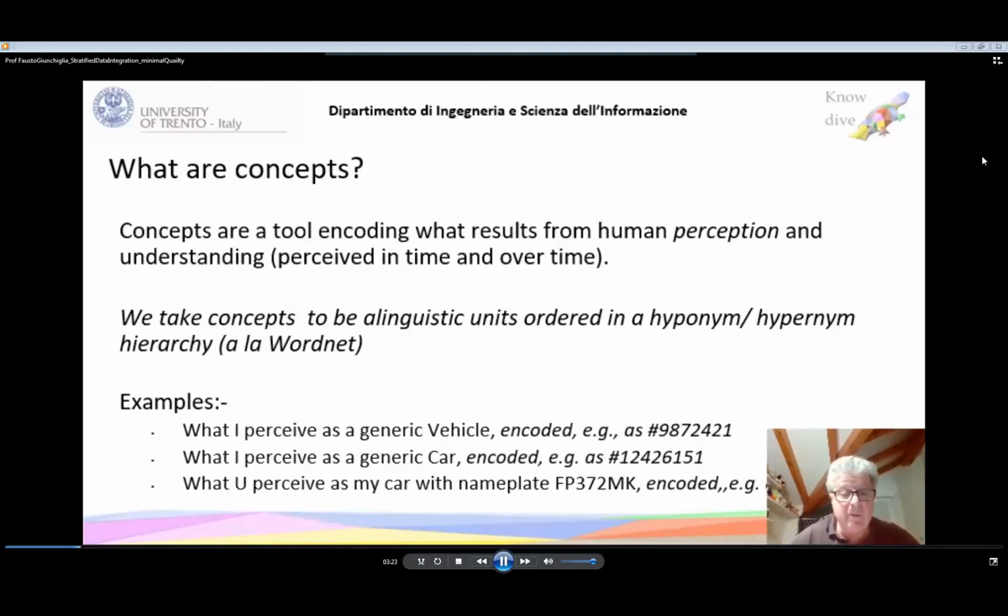And here we really use the technology developed by the Princeton work on WordNet. So there are examples. For instance, when I perceive a vehicle, because I see from far something which moves, then I encode it as an ID, like 9872421. Or I can perceive a car, or I can perceive my car. You see, all of them have IDs, and all of them are different perceptions and different encodings in my memory of what I perceive. So what is a concept? It is just a set of IDs connected, because, as I said, car is a hyponym of vehicle, which means that any car is a vehicle, but not all vehicles are cars.